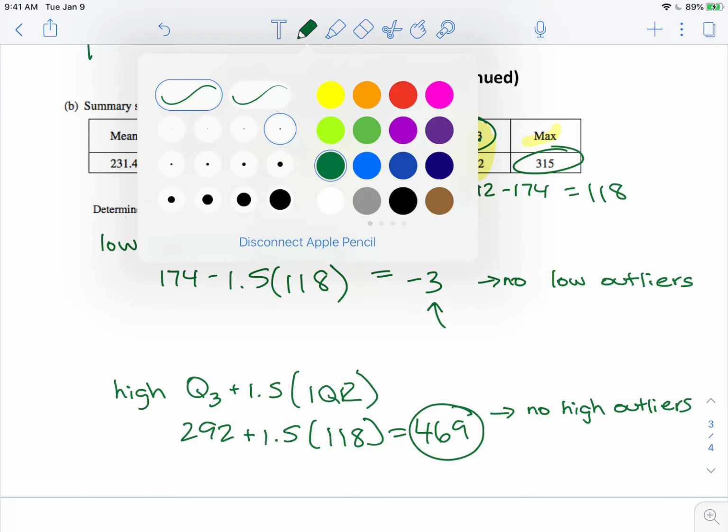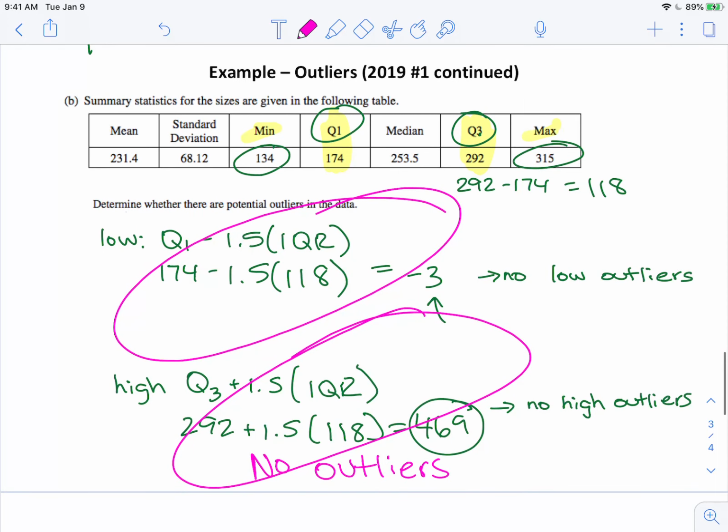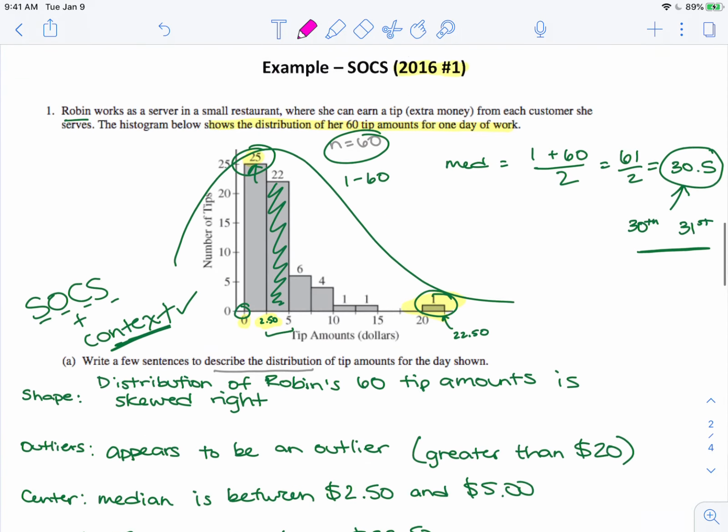Okay, fantastic. Question from last year when we went over this: would you get credit if you just say there's no outliers? No, because you could just guess that. Just make sure you show your work and you'll get your credit. Okay, I think that was it.